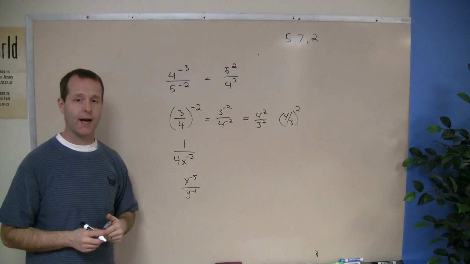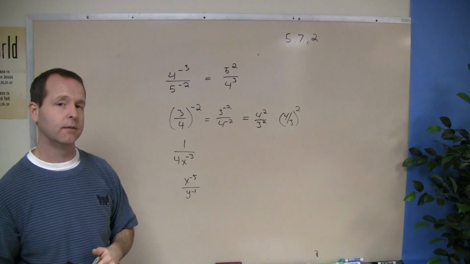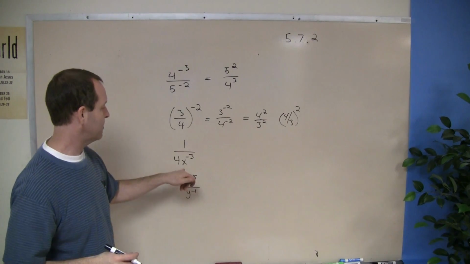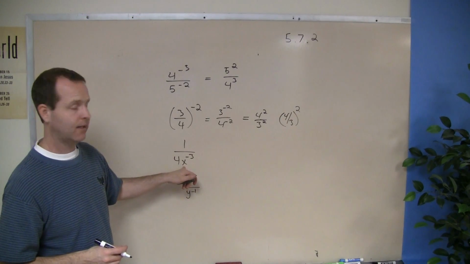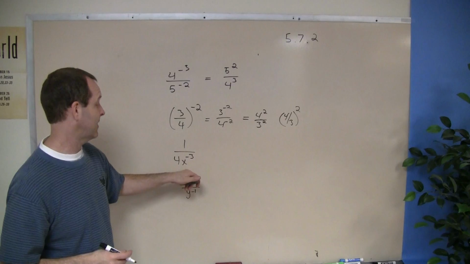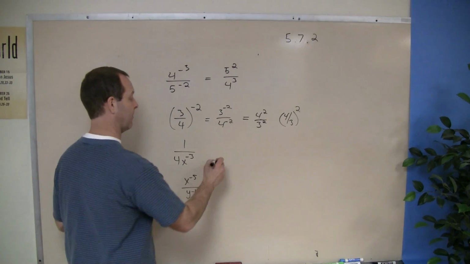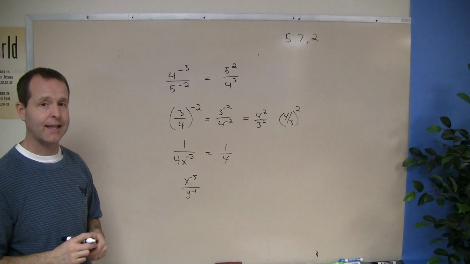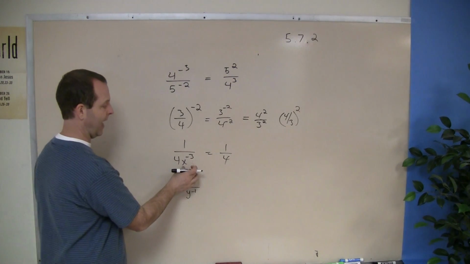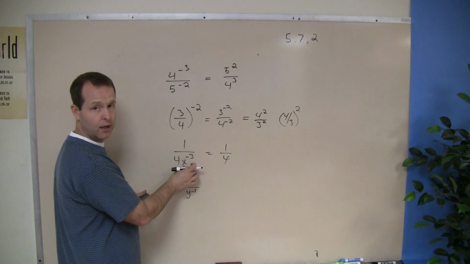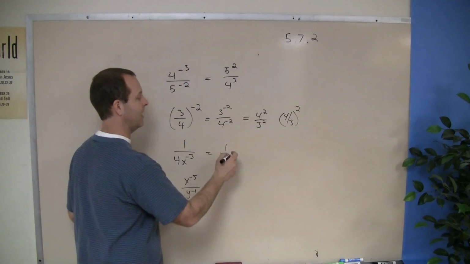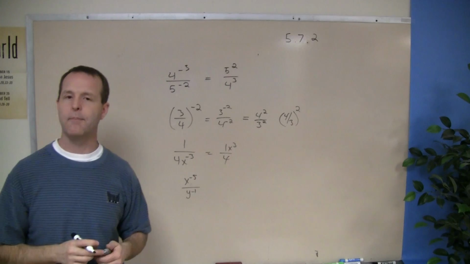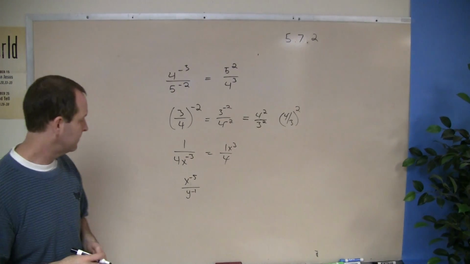1 over 4x cubed, to the negative cube. Understand what is the base. The base in this problem is only that x. So this negative 3 only affects that x. Everything else stays the same. So that 1 and the 4, nothing happens to them. But this x to the negative cube, on the denominator or underneath, needs to be relocated to the top in order for me to write it with a positive exponent.